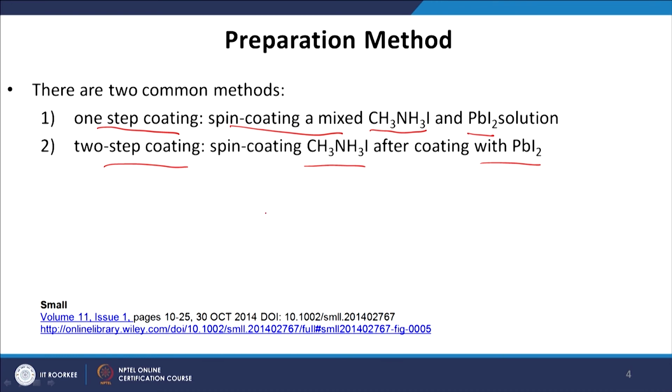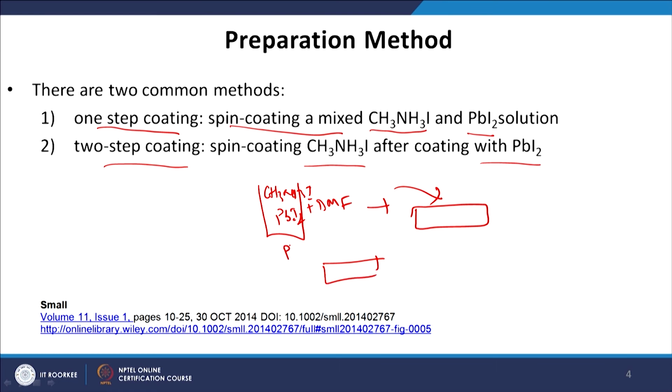In the one step method, in a beaker you take both CH3NH3I and lead iodide, let us say in a solvent DMF, you mix them together well and then you spin coat the film from this solvent. In the two step method, first you put the lead iodide layer and then on top of the lead iodide layer you put this CH3NH3I precursor.